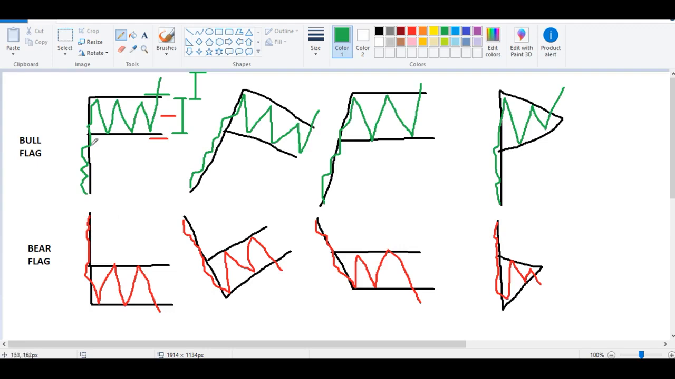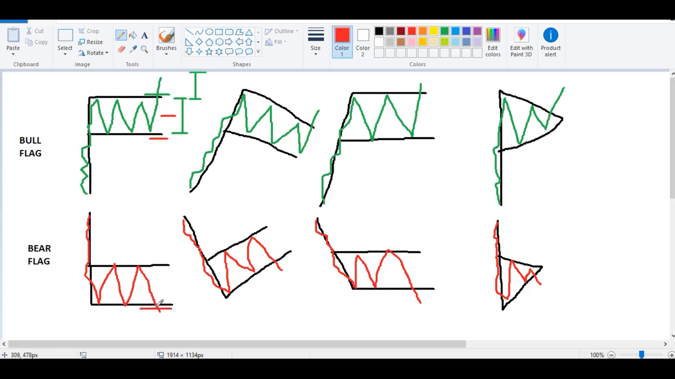Now, just like the bull flag, we also have something known as a bear flag. And this occurs in a downtrend when price is trending down or it's bearish. Okay, and you get a sideways movement or a sideways consolidation in a downtrend. That is known as a bear flag, right?